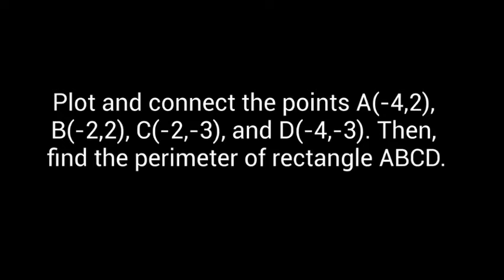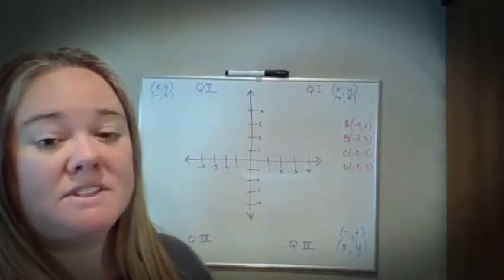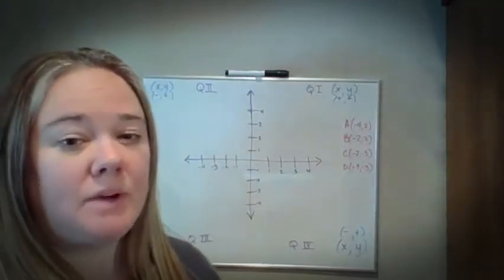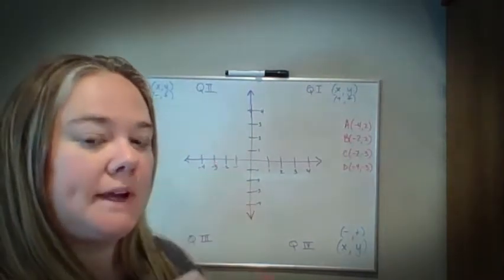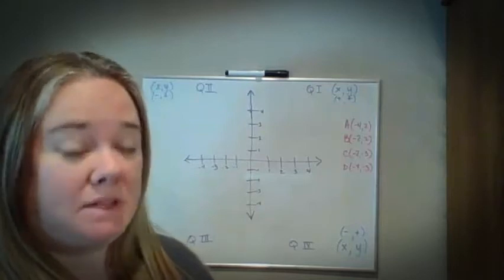Plot and connect the points A, B, C, and D. Then find the perimeter of the rectangle A, B, C, D. So we're going to do the same thing, but this time we're going to be looking at the perimeter of a rectangle. Remember, perimeter goes around something. So the first thing we need to do is plot the points first.